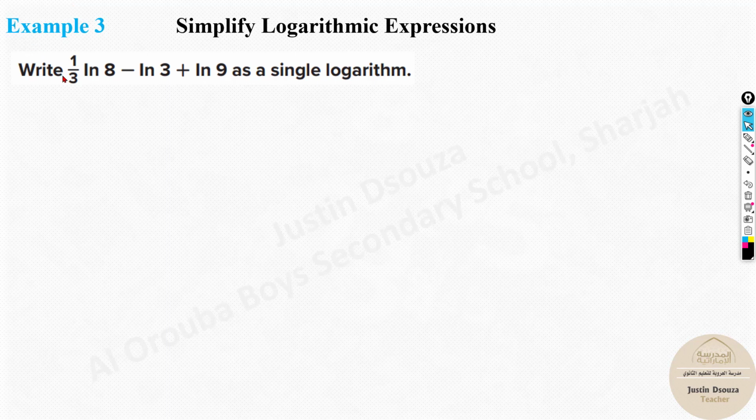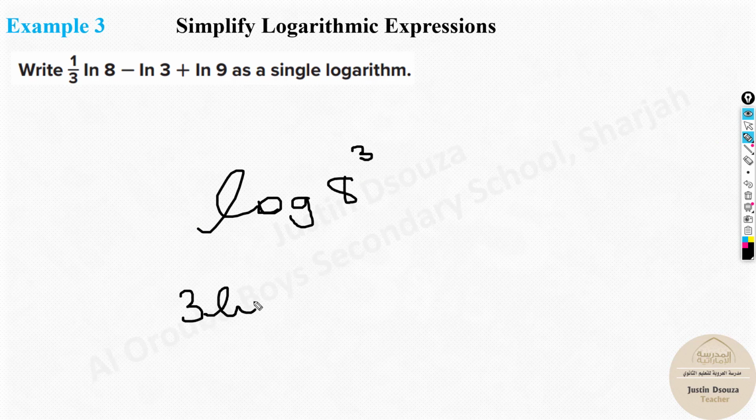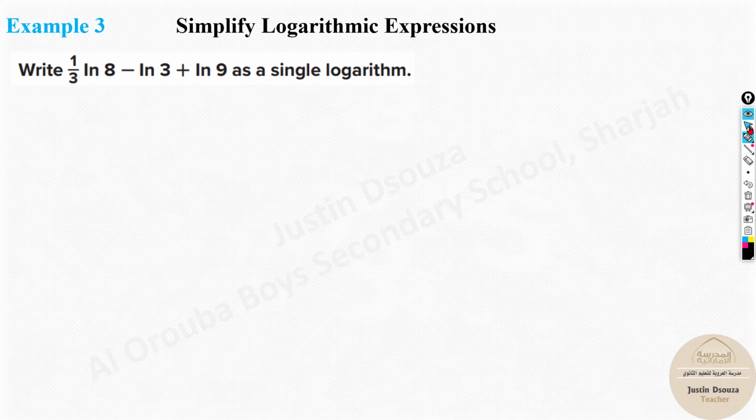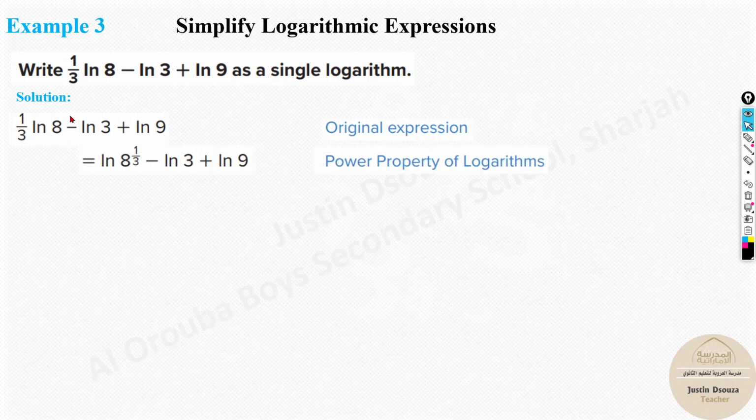So now over here we know whenever something is written beside the log, that can be taken as the power. So if I have log 8 to the power 3, this can be written as 3 log 8. Or if I have 3 log 8 as the question, I can write it as log 8 to the power 3. So here when we have 1 by 3 natural logarithm 8, the same properties are used. 1 by 3 goes to the power of 8. So natural logarithm 8 to the 1 by 3rd power, minus ln 3 plus ln 9.